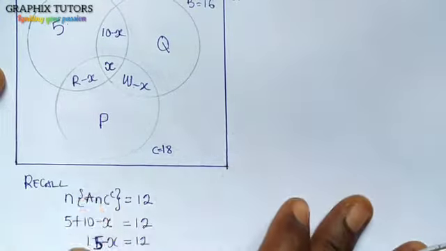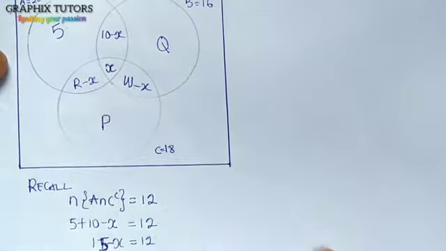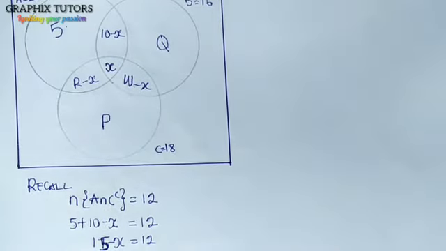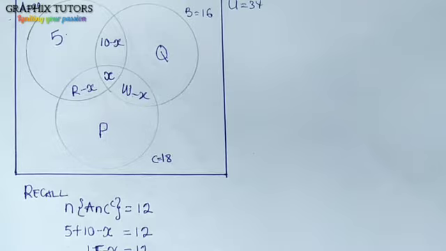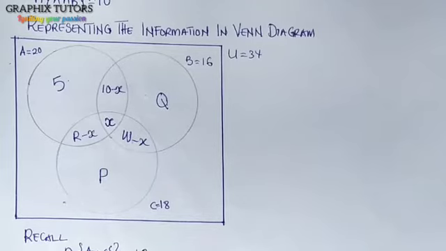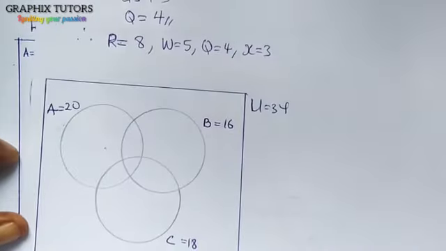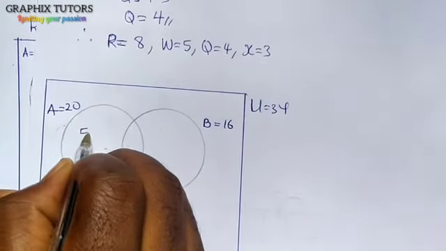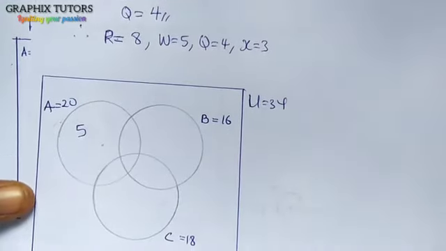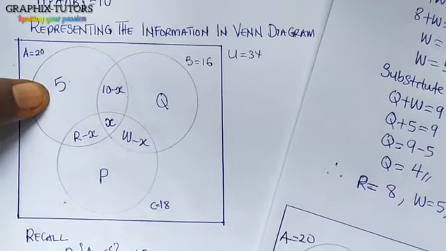So we need to input them into the Venn diagram and see how we can represent this information. So let's put that and see how it goes. Now, let's see. We know that this is 5, just like what we have here.